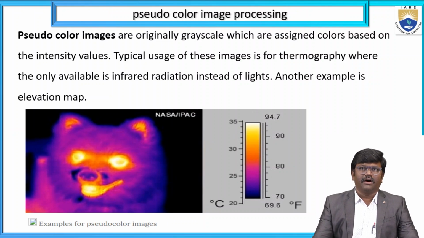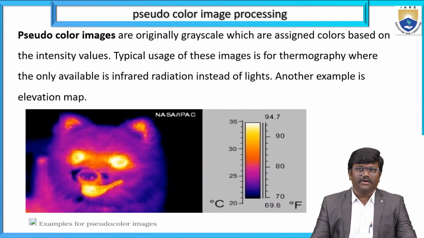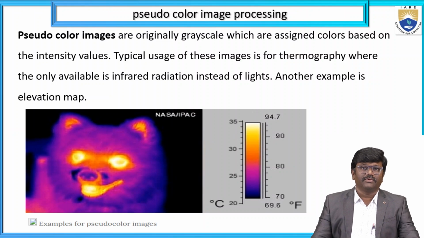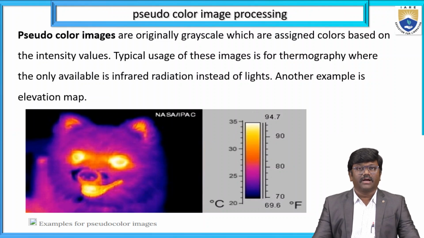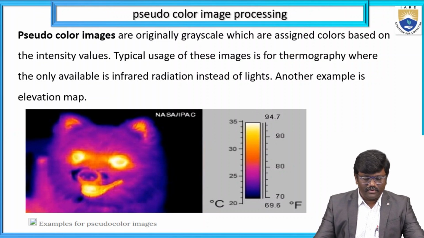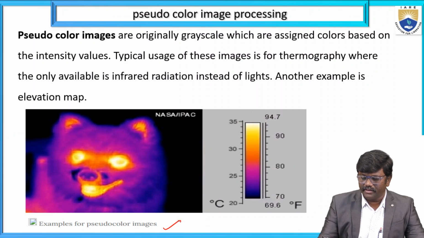Pseudo color images are originally grayscale images which are assigned colors based on the intensity values. Typical usage of these images is for thermography, where the only variable available is infrared radiation instead of light. Another example is the elevation map. Let us see this typical usage of these images, especially in thermography, where infrared radiation instead of light can appear in the form of pseudo color images. You can see this NASA picture, how the pseudo color image processing concept has been used and processed in finding an elevation map.